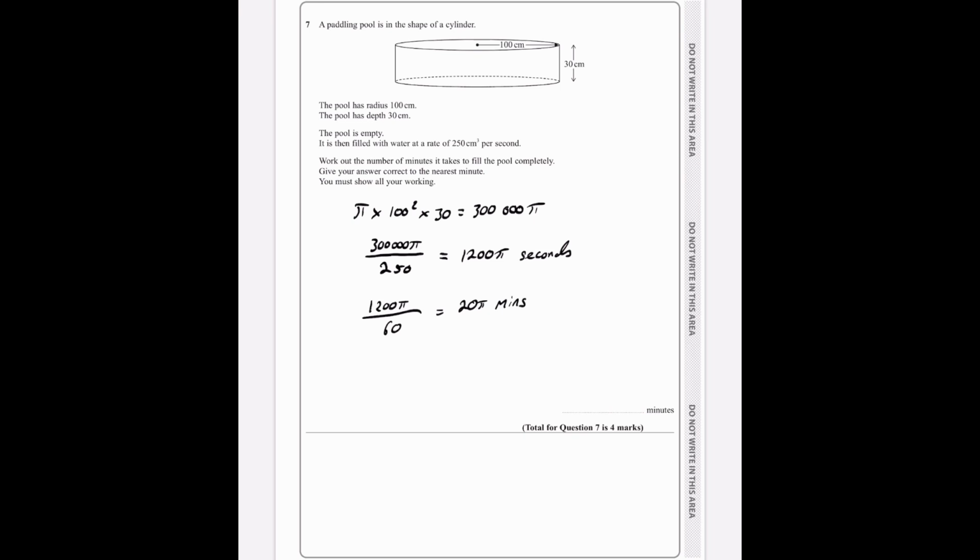20 times pi comes out as 62.83, etc., etc. So to the nearest minute, that's 63 minutes.